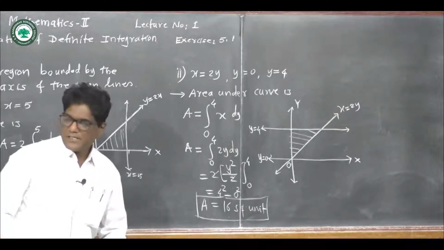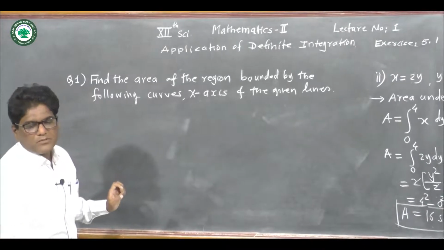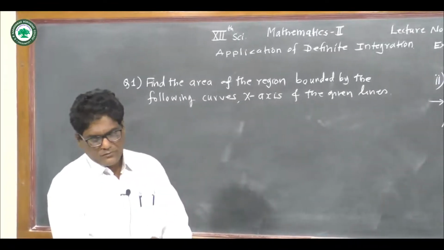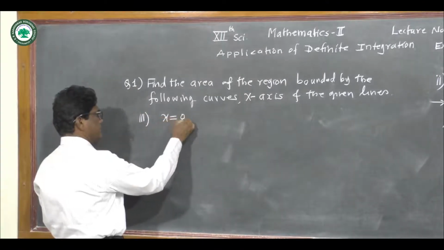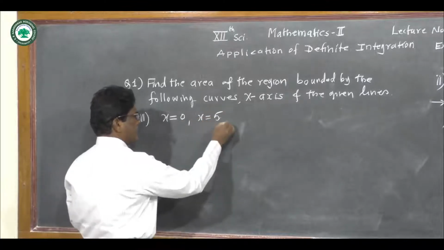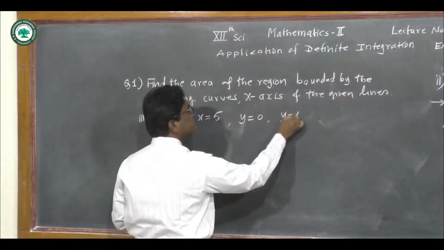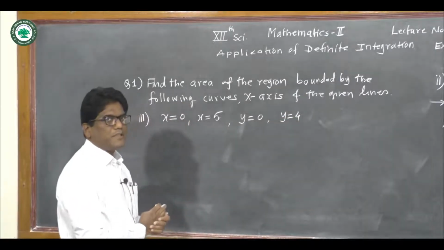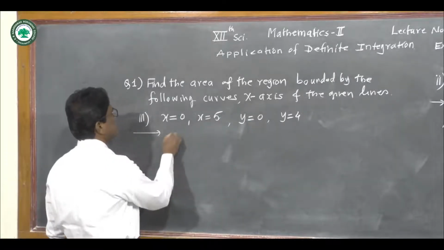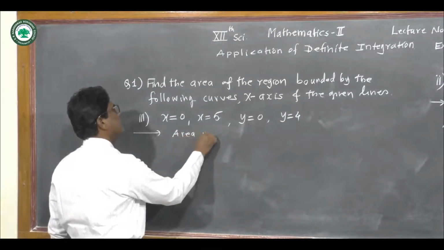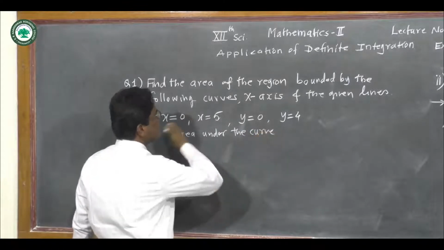Now here we see the third problem. Third problem: x is equal to 0, x is equal to 5, y is equal to 0, y is equal to 4. Now we have to find the area between these lines. So area under the curve. Curve means here it is a straight line.